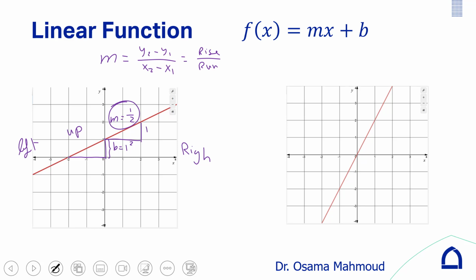If we have b equal to 0, so we will have y equal to mx. This is the line passing through the origin, right? Because as we said here, b is the part of y cut by the line, okay?